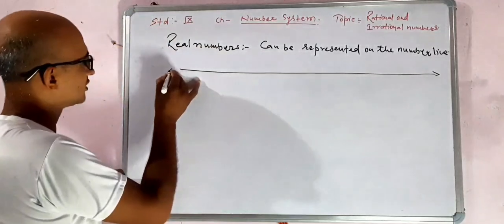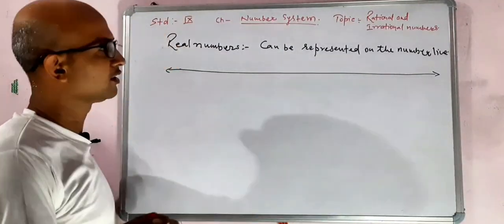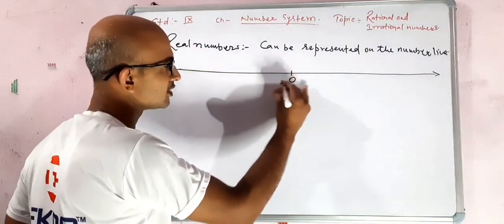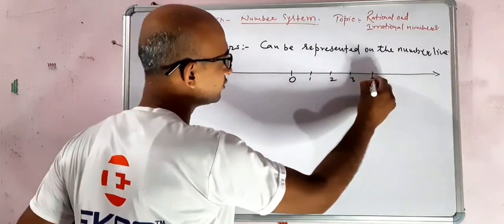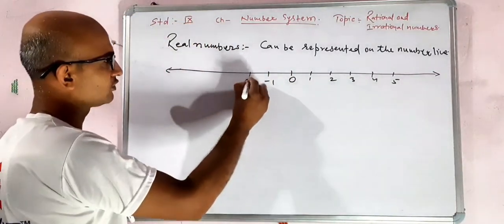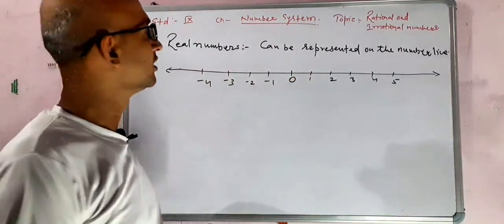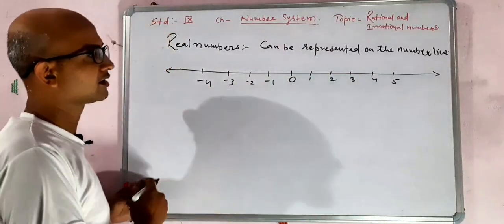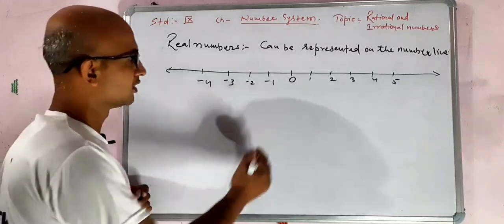This is a straight line on which there are infinitely many points, and every point represents a number. For example, 0, 1, 2, 3, 4, 5, and on the left side of 0 there are negative numbers, and these all numbers are real numbers. These numbers are represented on the number line, therefore these numbers are real numbers.